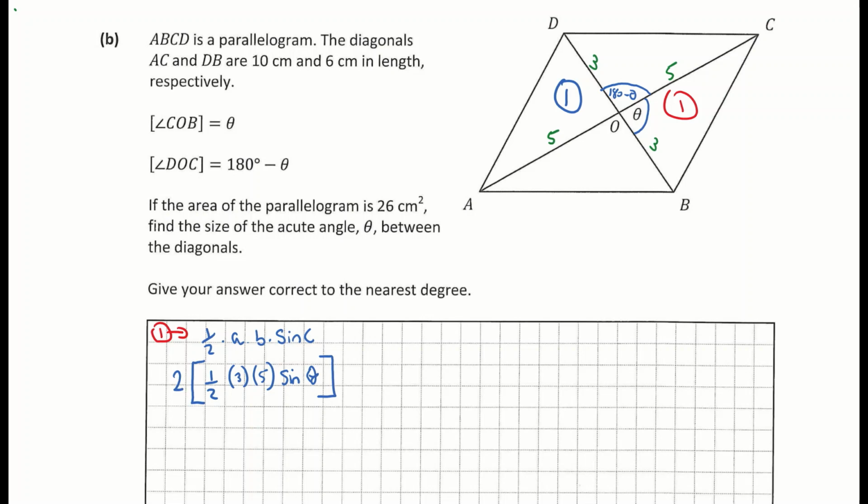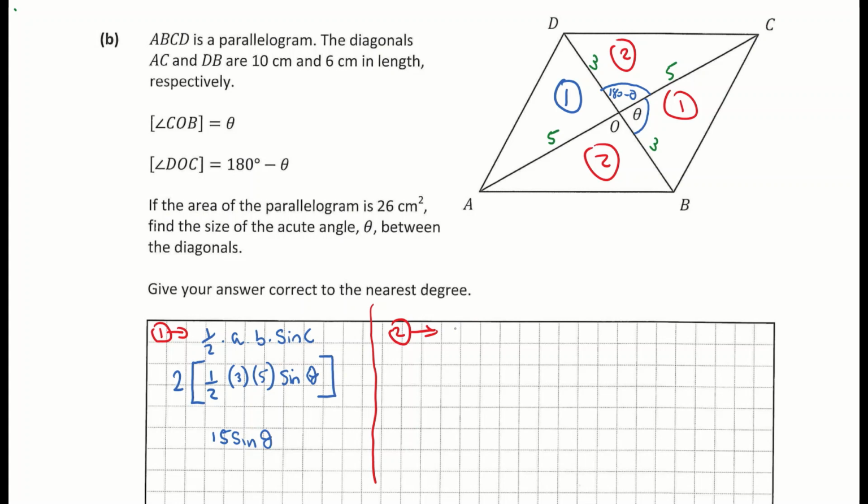So that's going to give me a total area for half of the shape, or those 2 triangles, of 15 sine theta. So that's the area of the 2 little triangles there marked 1 and 1. I'm then going to come over to the triangle 2 and 2. So I have 2 of these identical triangles. Let's find the area of that triangle.